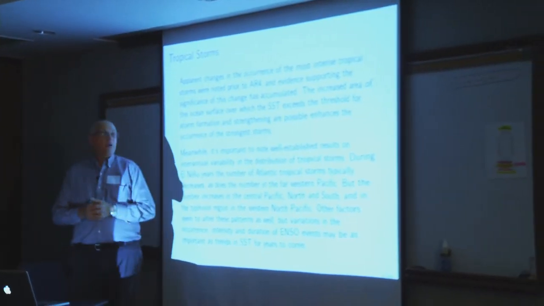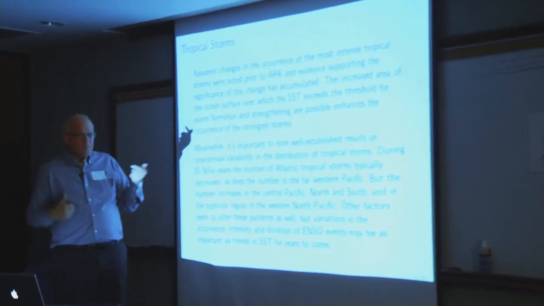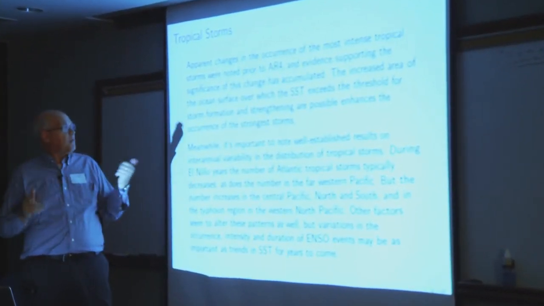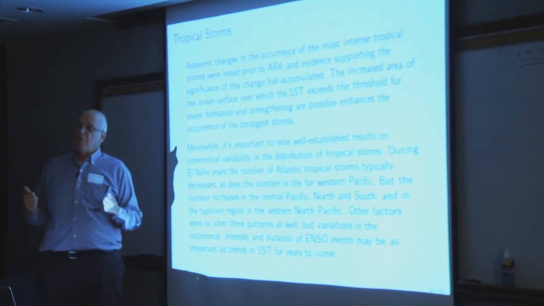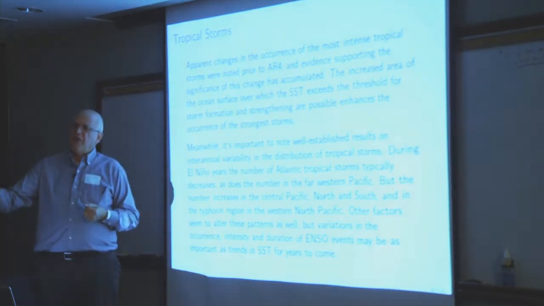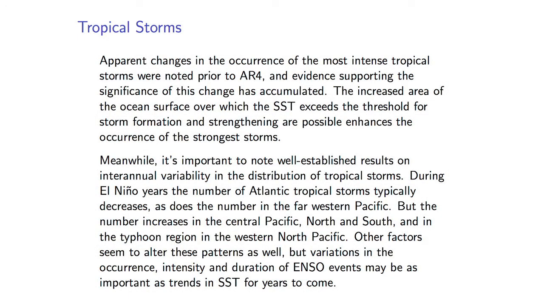Let's talk about changes in tropical storms. There have been apparent changes in the occurrence of the most intense tropical storms. I'm not talking about increased frequency of storm formation, but a higher fraction of the storms that do occur are very intense. Even though this had been discussed in AR4 and the idea had been brought out earlier, there's been increasing evidence of this since the fourth assessment report. The idea is that since there's a larger and larger area of the sea surface that exceeds the threshold for tropical storm formation and growth, there's the potential for more intense storms forming.